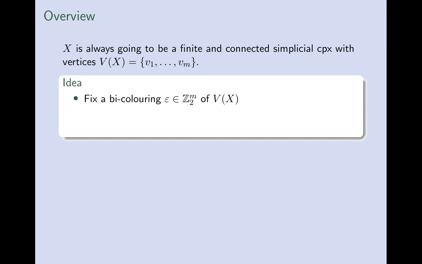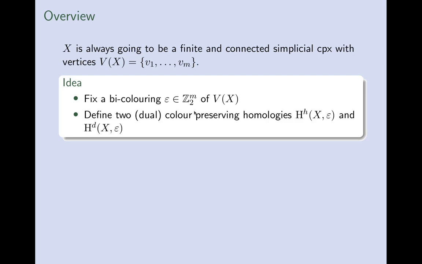Okay, so first of all, X for us is always going to be a finite and connected simplicial complex whose vertices are V1 through Vm, and we'll always assume that these vertices are ordered somehow. The main idea here is to fix a bi-coloring of the vertices of X. This epsilon here is a coloring in either white or black, or 0 or 1, of these m vertices of X. And of course, the set of all possible colorings here is isomorphic to Z2 to the nth power.